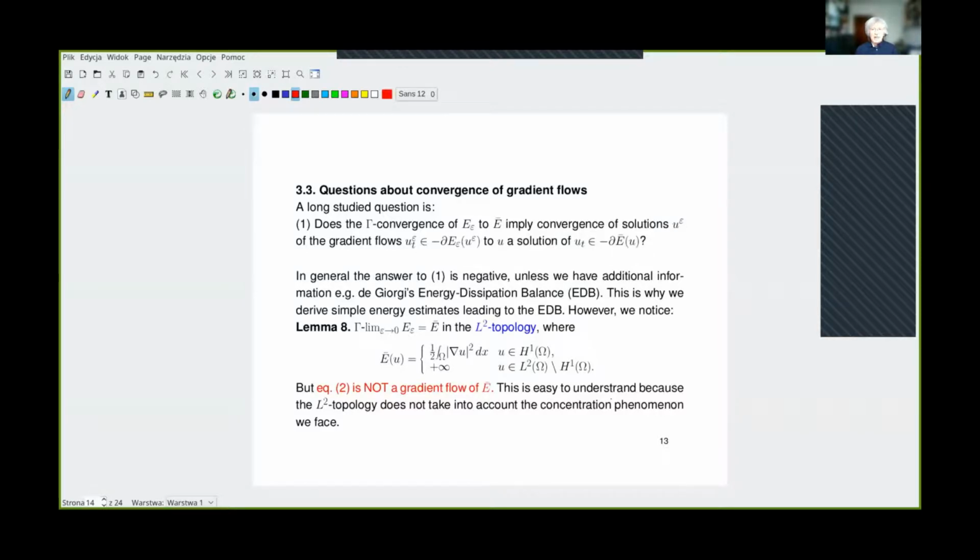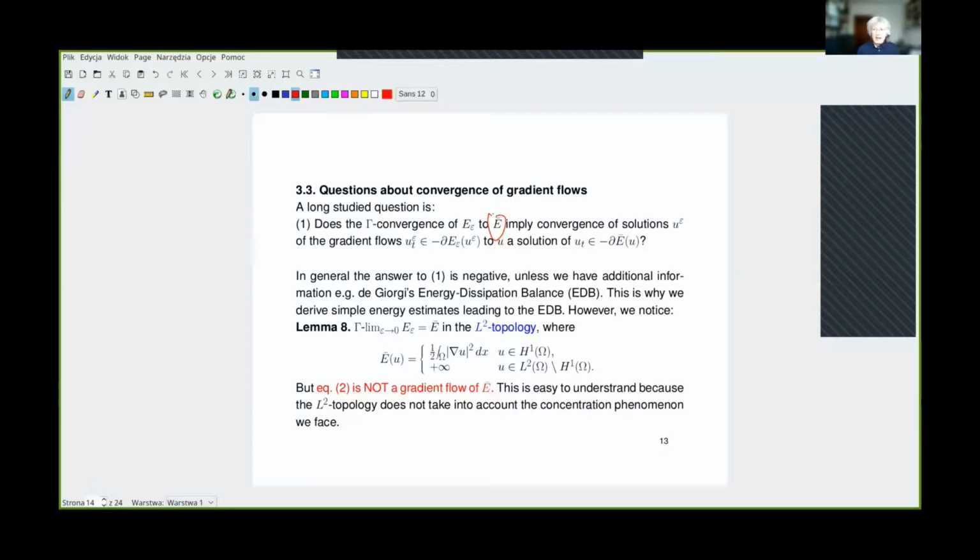And now let me come to the questions I would like to address. The question which has been studied for some time is, suppose we have a sequence of functionals which gamma converge to something. In this case, we call it E epsilon. Does this convergence imply convergence of the gradient flows to a solution to the gradient flow? We know that in general the answer is negative, unless we have some additional information. And this additional information is the energy dissipation balance.